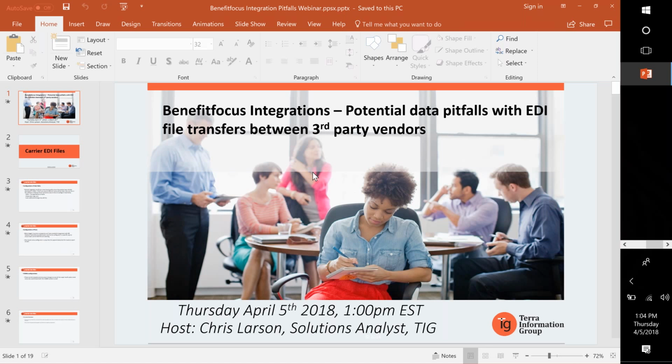any carrier files. And some of the things that you need to look for when entering into an agreement or a contract with Benefit Focus, and some things that you need to pay attention to, or solutions to problems that you may end up having over the lifetime of the relationship.